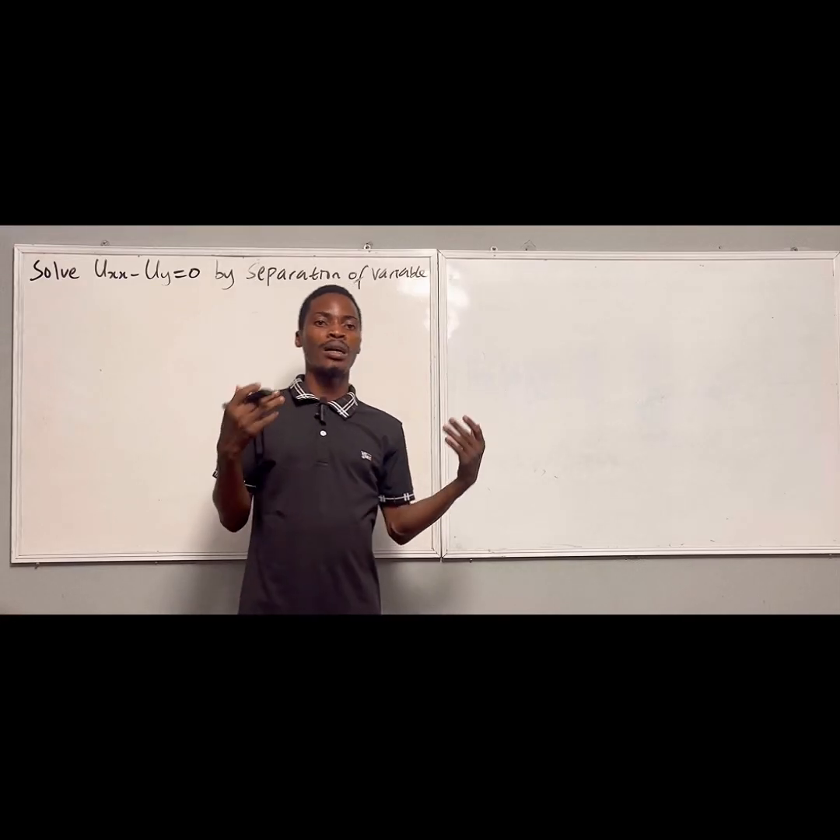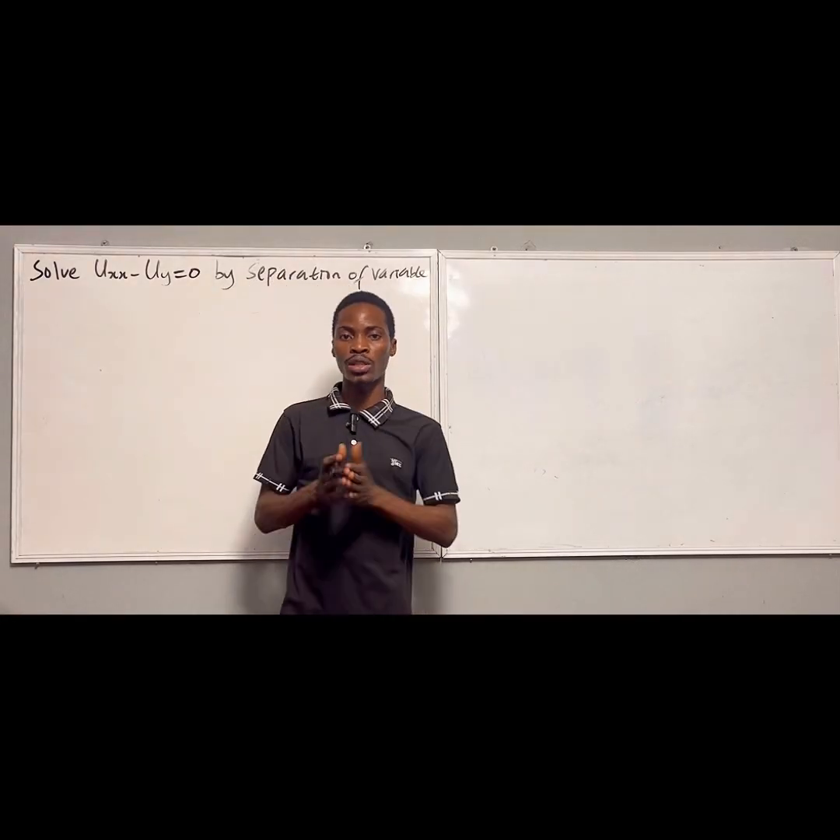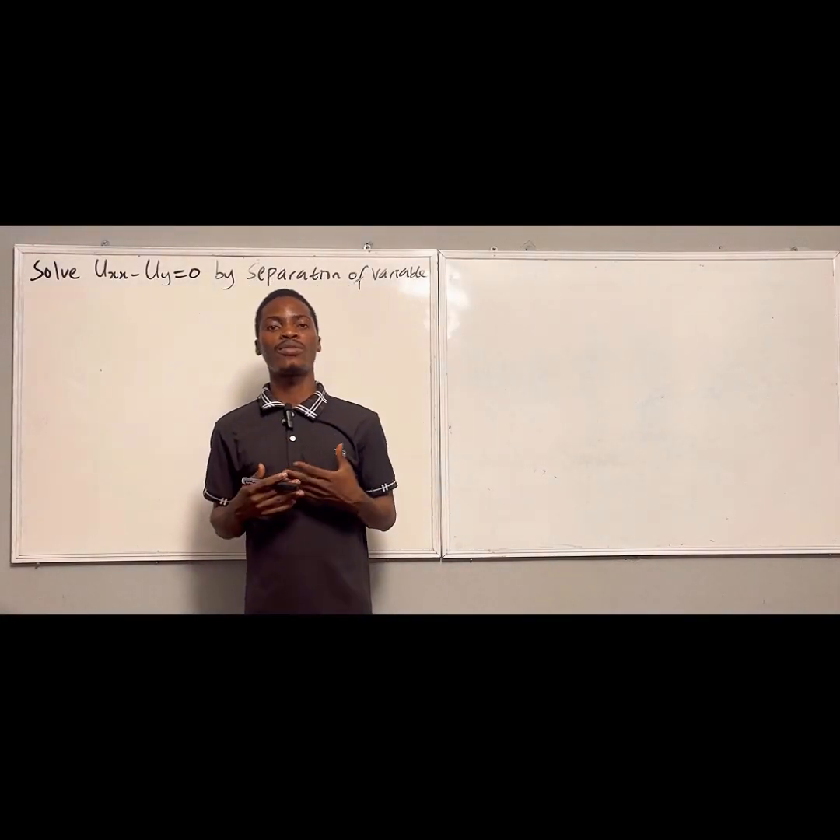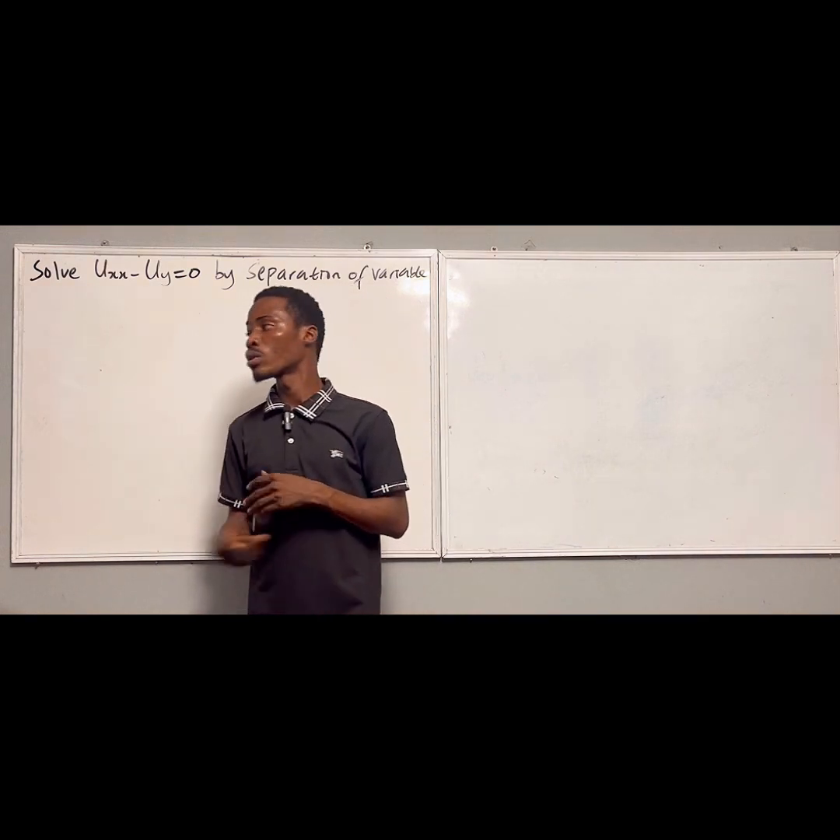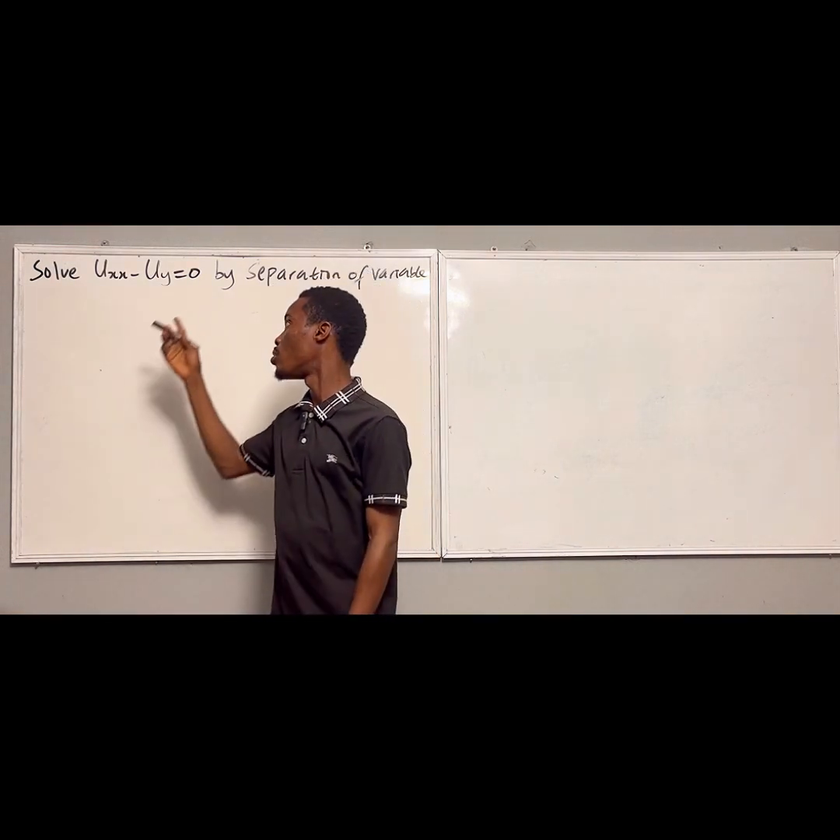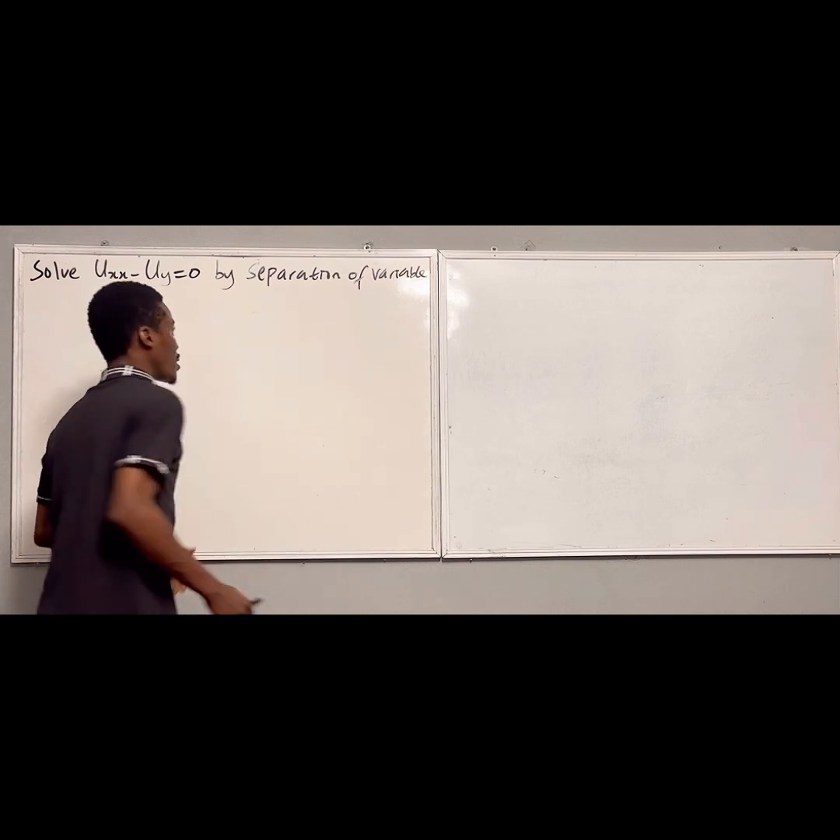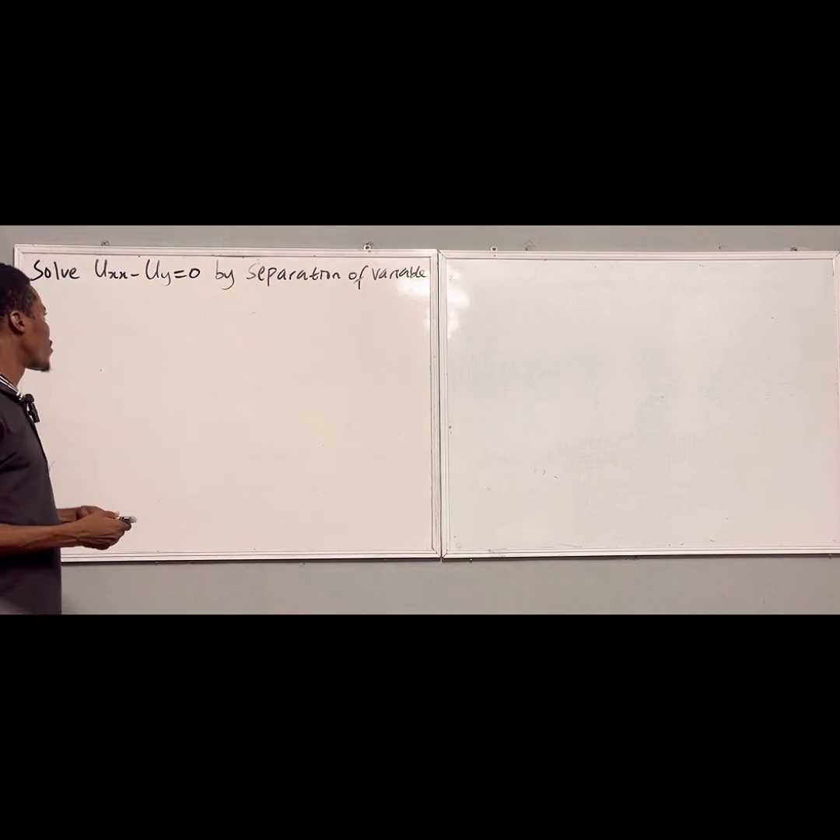We'll be considering another question on separation of variables, that is, solving a partial differential equation using separation of variables. Solve Uxx minus Uy equals 0 by separation of variables. So in this form, what is our first step?